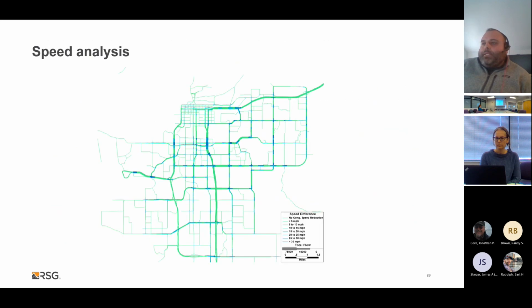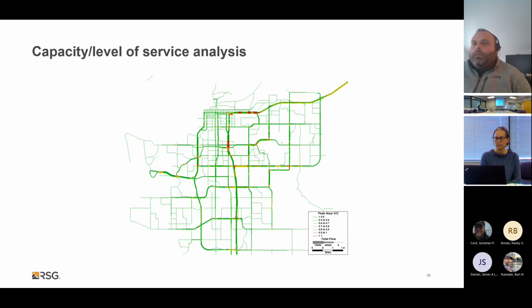So we can do things like speed analysis. We can look at the corridor. This is an example of an output from the AMATS travel demand model, and this just looks at the speeds. This one's a little bit more robust. So it's not the aggregate speed. This is the difference from the congested versus the free flow condition. And then we can do things like capacity level of service analysis.